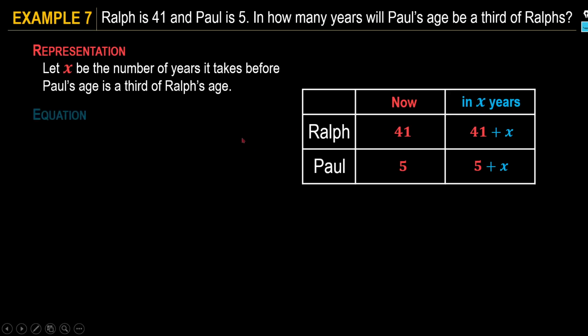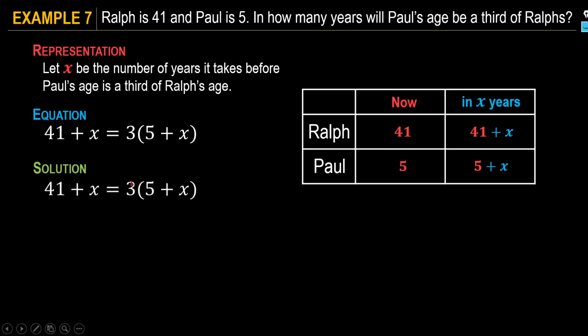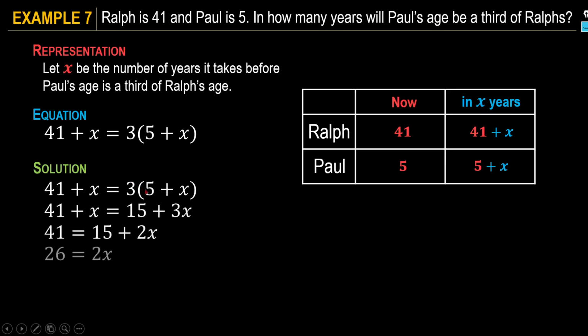Diba? Yung equation ko. Look, 41 plus X, yung age ni Ralph, makukuha ko yun if I triple Paul's age. Diba? Kasi nga 1/3 lang. So if I multiply that by 3, these two ages should match. This is my equation. Look, ang hirap niya intindihin, maybe. But the equation it reveals is a really simple equation. And if you solve that, you should get something like this, x to be 13.